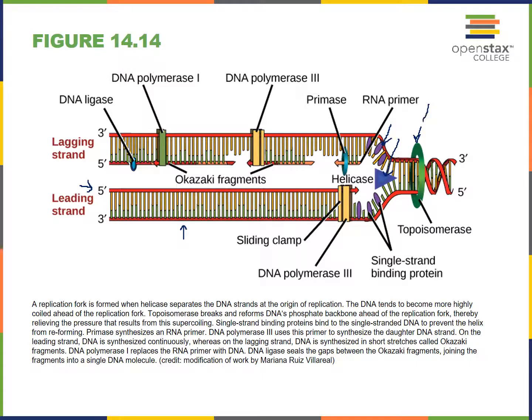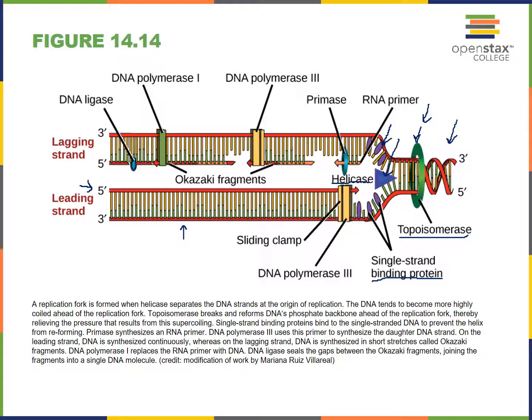Then we can talk about topoisomerase, the green ring here. As helicase is pulling apart these two strands of parental DNA, that would normally create tension upstream from where the replication fork is, and topoisomerase relieves that stress. So far we've gone over helicase, single-strand binding protein, and topoisomerase.